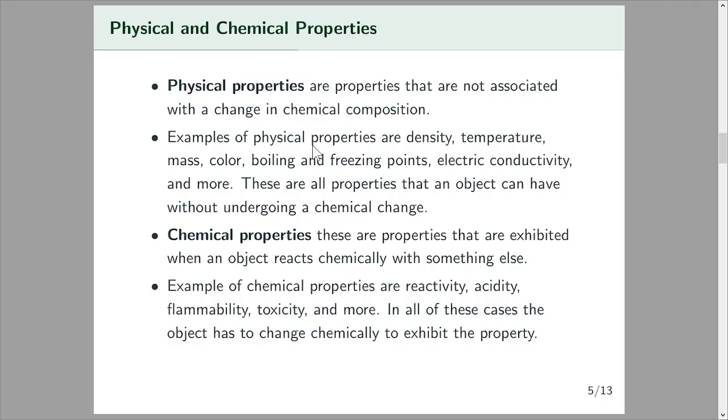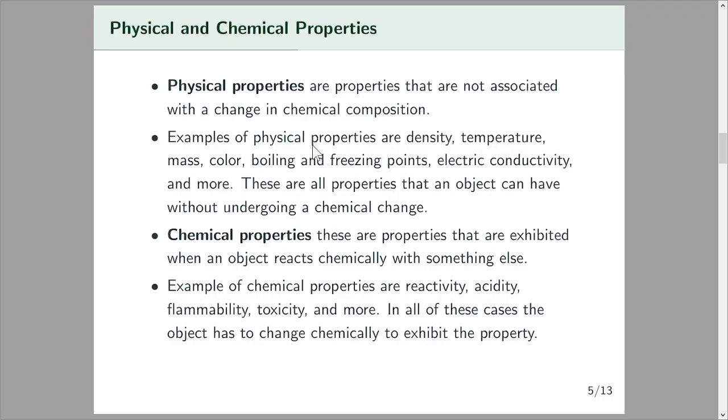Chemical properties are properties that are associated with the object when it reacts chemically with something else. And so when you're exploring a chemical property, you're actually changing the chemistry of something. And so examples of chemical properties are reactivity, acidity, flammability, toxicity, and more. If you set something on fire, you're going to change its chemistry.